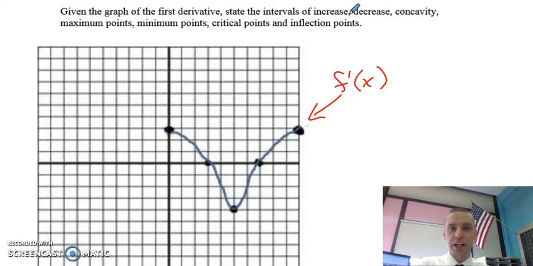So we're looking for increasing and decreasing. This is where the derivative is positive and the derivative is negative. Concavity, we know that's the second derivative. Maximum and minimum points, critical points, and inflection points. Now, the key thing here, and I talked about this in class a little bit last time, is the fact that we know nothing about the original function's y values. We know nothing about that. All we know is the x values according to this graph.